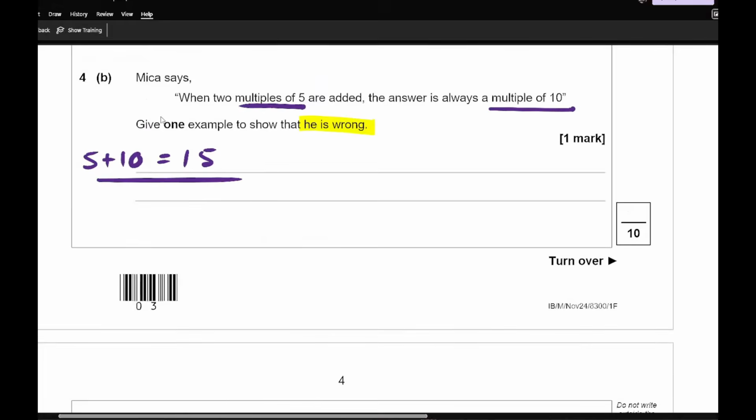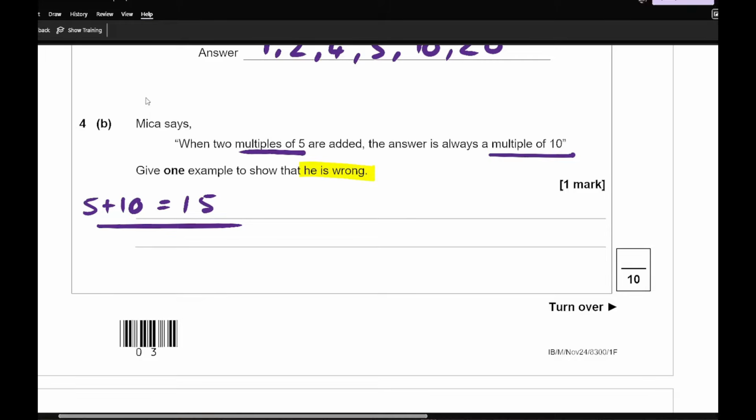So basically, as long as your answer ends in a 5, you'll be fine with that, and obviously the 2 numbers you've used to add together are in the 5 times table.